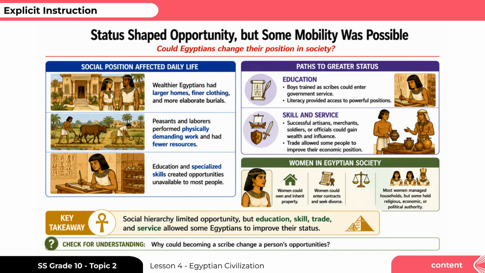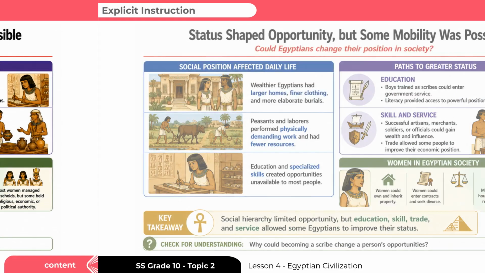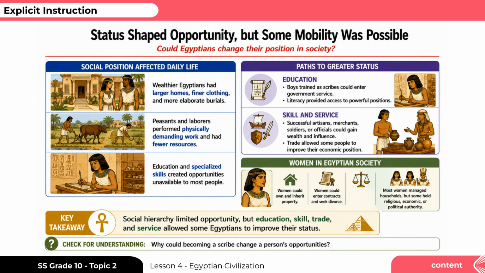Most Egyptians stayed close to the social position into which they were born. However, movement was not completely impossible. Education and specialized skills could create new opportunities. Becoming a scribe was one important path to greater status because literacy could lead to government service. Skilled artisans, merchants, soldiers, and officials could also gain wealth or influence through successful work or service.